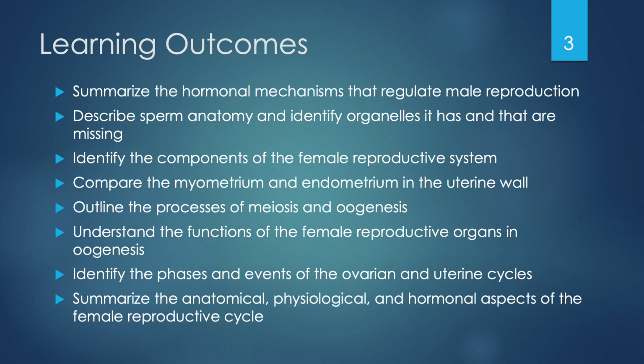Also, to summarize the hormonal mechanisms that regulate male reproduction, to describe sperm anatomy and identify organelles it has and those that are missing, identify the components of the female reproductive system, compare the myometrium and the endometrium in the uterine wall, outline the processes of meiosis and oogenesis, understand the functions of the female reproductive organs in oogenesis, identify the phases and events of the ovarian and uterine cycles, and lastly, to summarize the anatomical, physiological, and hormonal aspects of the female reproductive system.